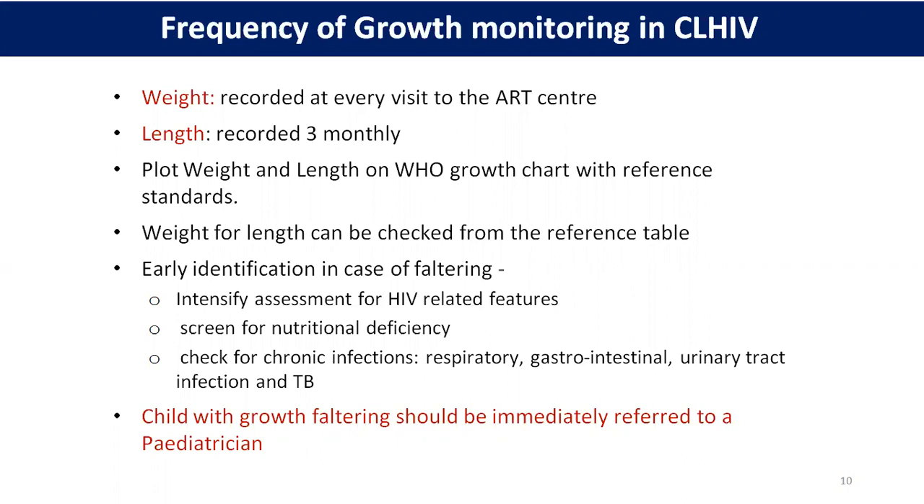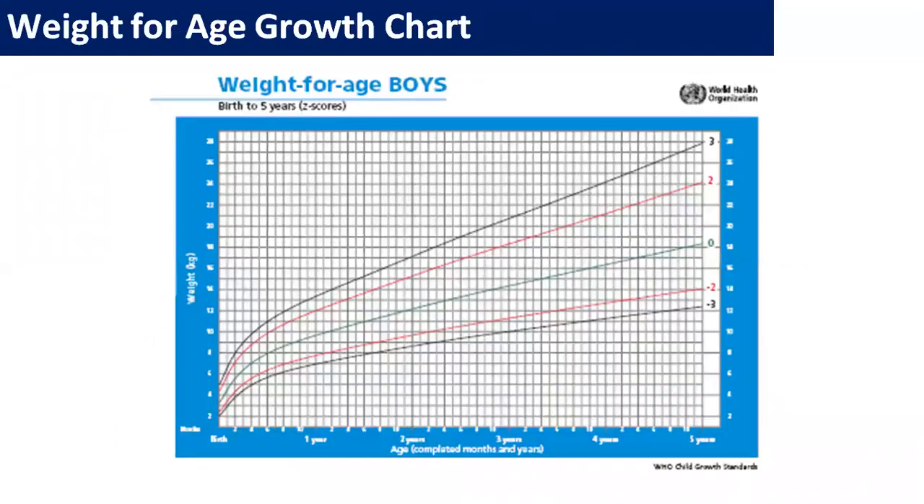Then a child with growth faltering should be immediately referred to a pediatrician. If you have any query, anytime, refer the patient to the pediatrician. You see the graph, it is the normal graph for boys. They're different. Up to 5 years, we follow the WHO chart, and 5 to 18 years, we have the IAP chart, Indian Academy of Pediatrics chart.